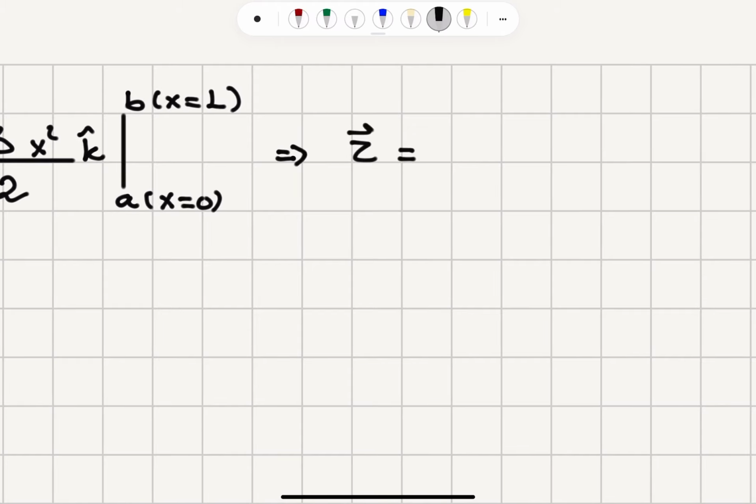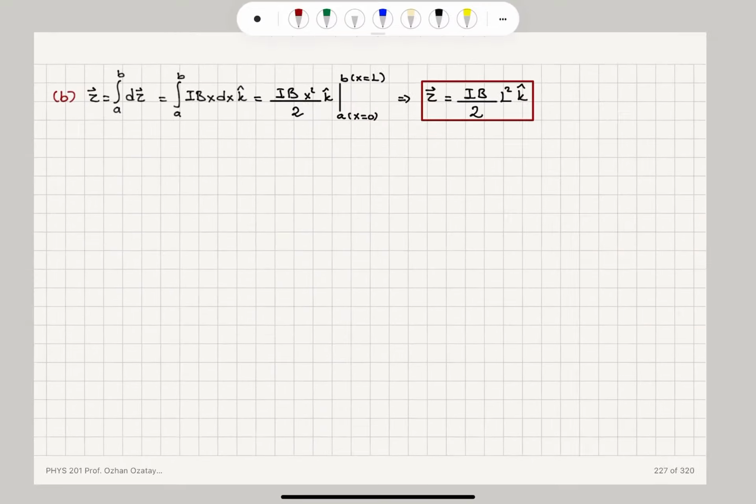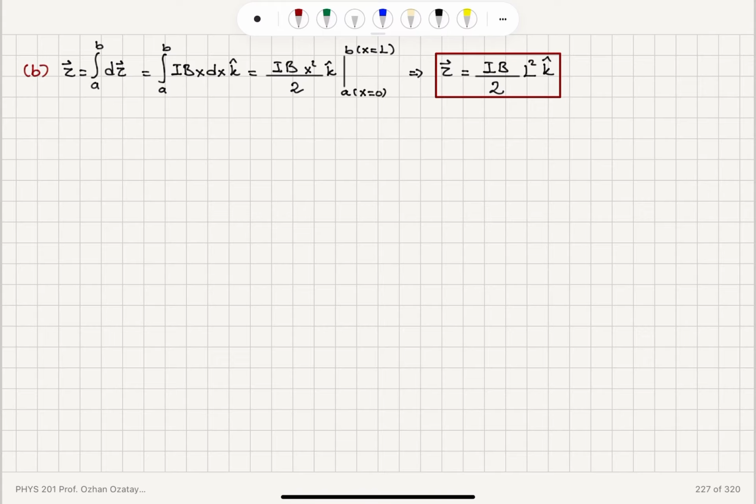Torque is equal to I B over 2 L squared in the k hat direction. So that will be the total torque.